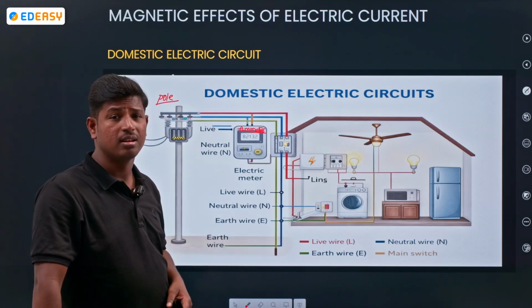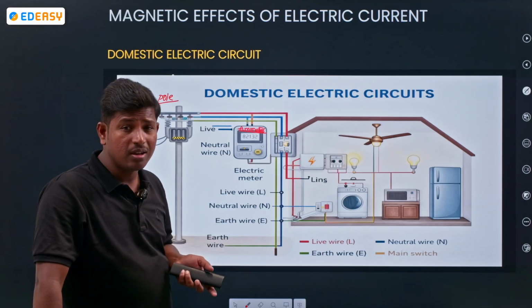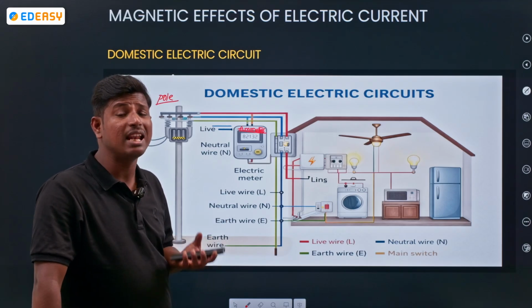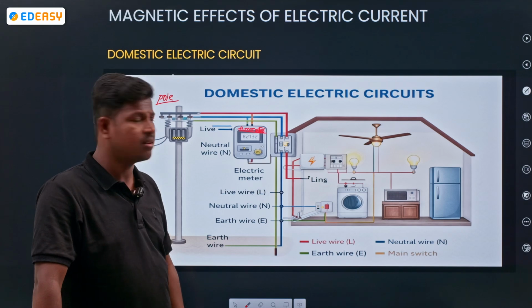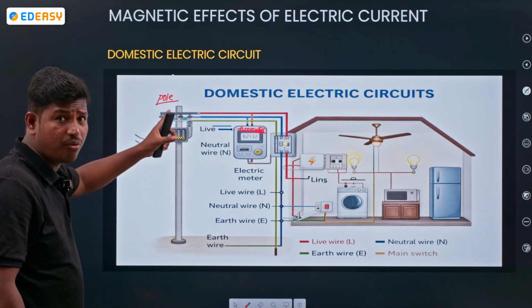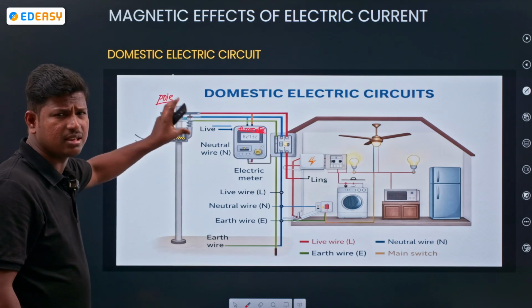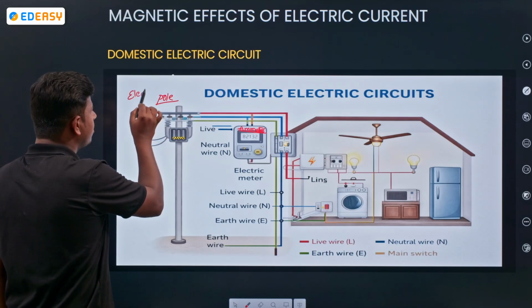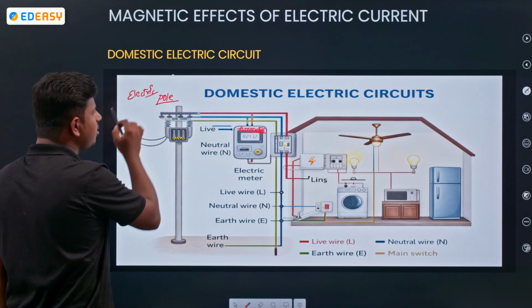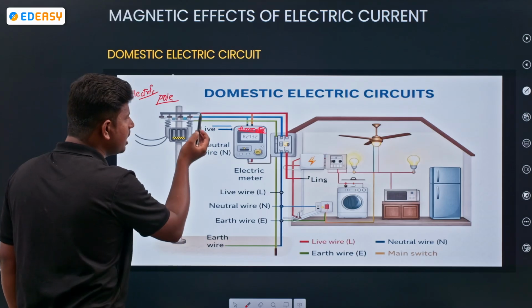Meter. Because without a meter, how would we know how much electricity is required for us? So look at the diagram. If you follow the diagram, it will be very easy. See, we take an electrical pole. From the electrical pole, how many lines are there?